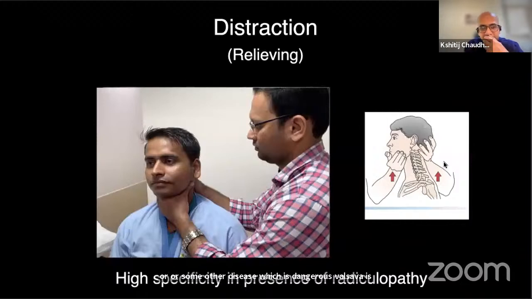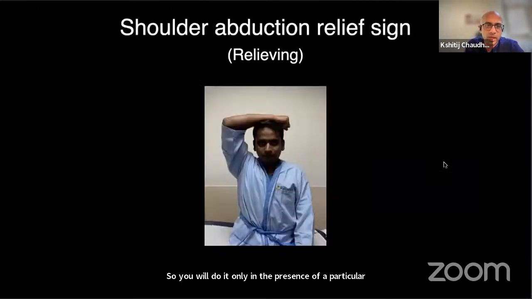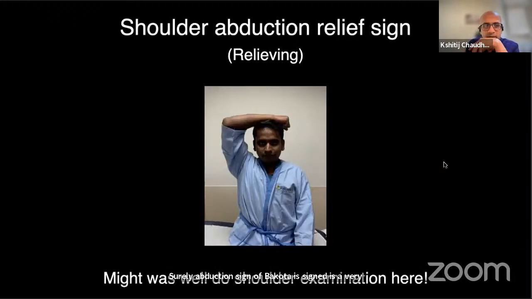Distraction is a relieving test, so you will do it only in the presence of radicular pain. You distract the neck and the patient feels better. Shoulder abduction sign, or Bakody sign, is a very common test. Again, not very sensitive, but maybe specific.